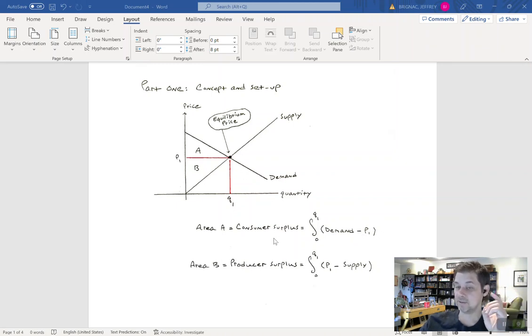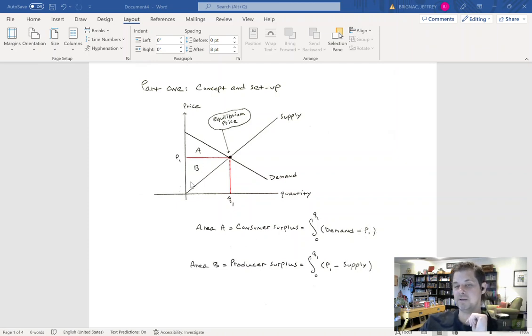So you can calculate the consumer surplus as the integral from 0 to Q1, which is the quantity associated with the equilibrium price. P1 is the equilibrium price, Q1 is the quantity associated with that. So we have the definite integral from 0 to Q1 of the demand curve minus the equilibrium price. That will be the consumer surplus.